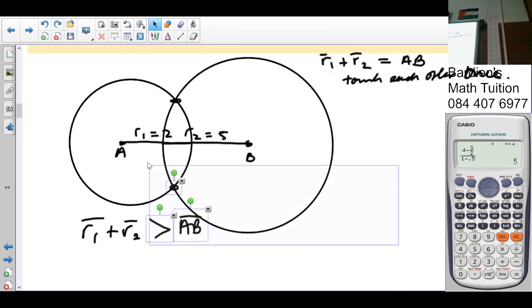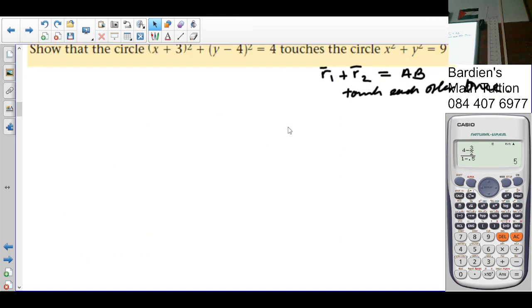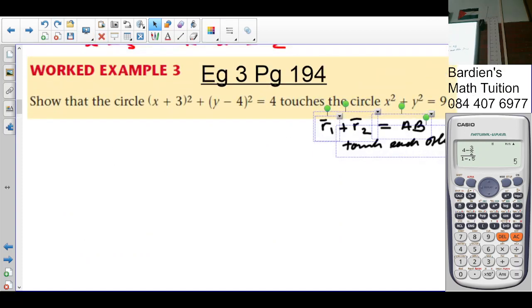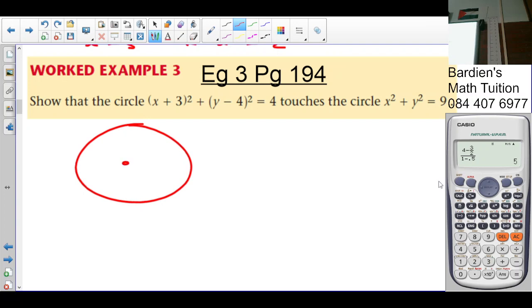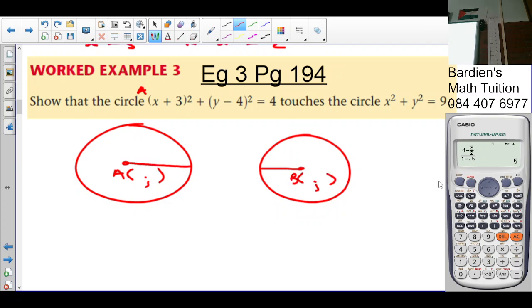So let's go back to what they have said. Okay, the question. Show that the circles, so we have 2 circles. Let's make the circle A. So what will the center of the circle be? Write this down. And that is B. I want you guys to write the centers of the circles and the radii, radius 1, radius 2, and the length of the radius of each circle. Do that quickly.